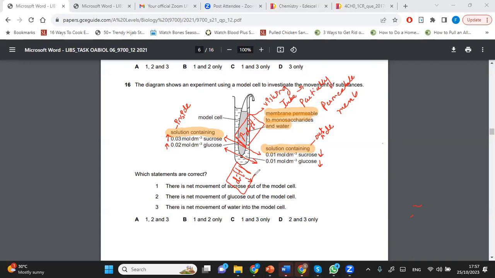Outside the cell, it is low, 0.01. Why is it not moving out of the cell? Can anyone figure it out? It should move out of the cell. It should be moving out of the cell, but it doesn't. Why?